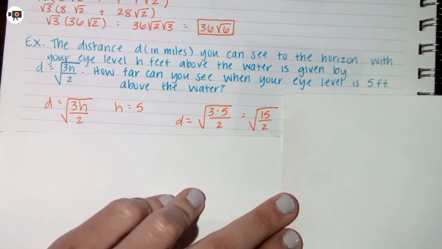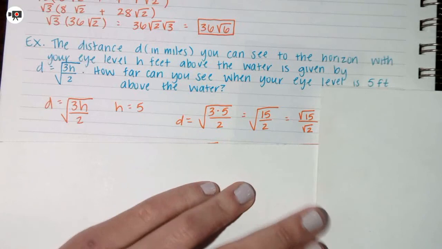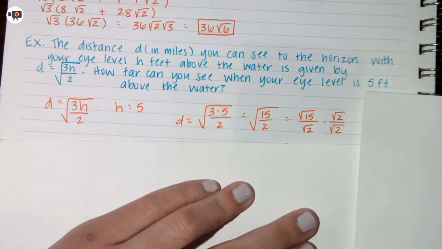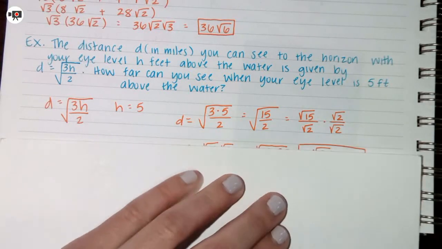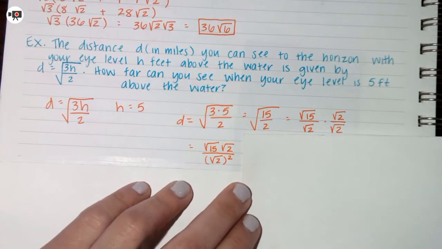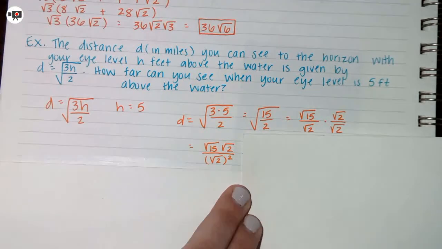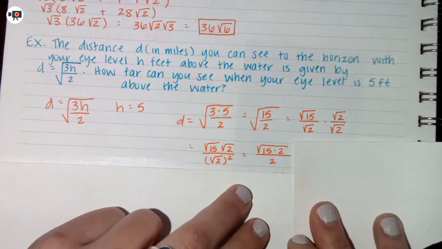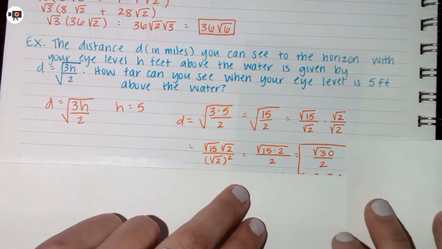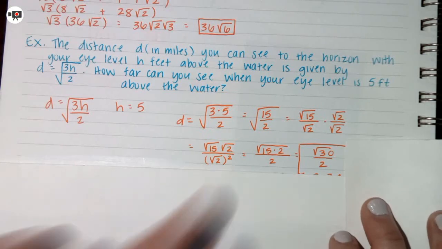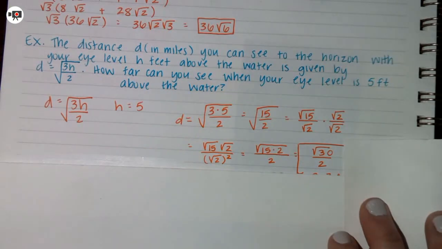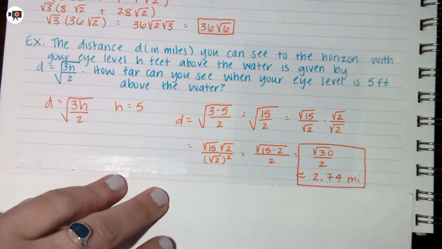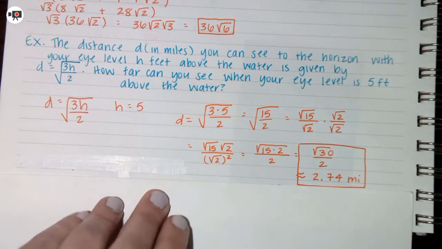So we have the square root of 15 over 2, which would be the square root of 15 over the square root of 2. Multiply each by the square root of 2. Then you get the square root of 15 times the square root of 2 over the square root of 2 squared, which is the square root of 15 times 2 over 2, which is the square root of 30 over 2. But if you just tell someone, oh yes, I can see the square root of 30 over 2, that doesn't really mean anything in our common daily lives. So we approximate that, and we get 2.74 miles.